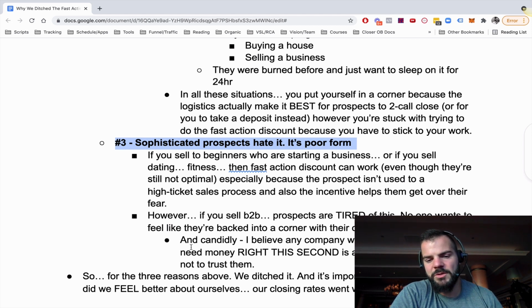Nobody wants to feel like they're backed into a corner. And candidly, I believe any company who's desperate enough to need the money right this second is kind of signaling not to trust them.